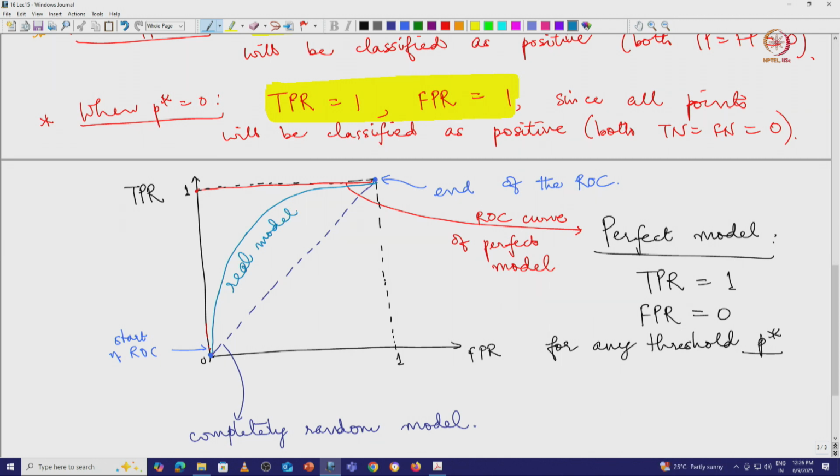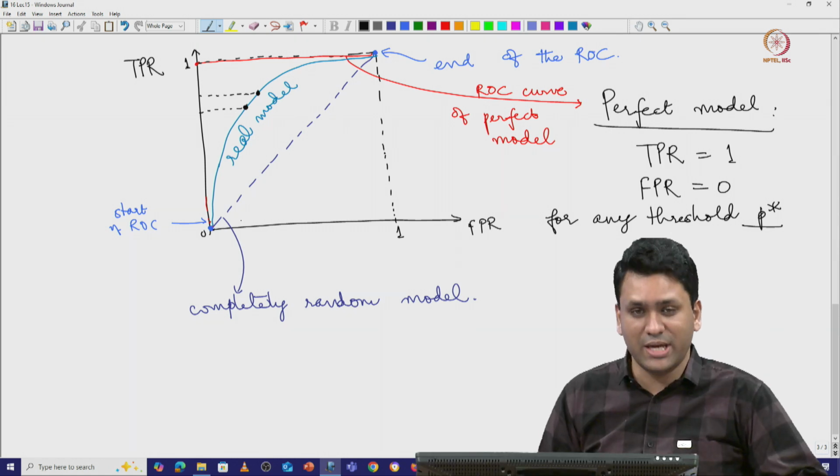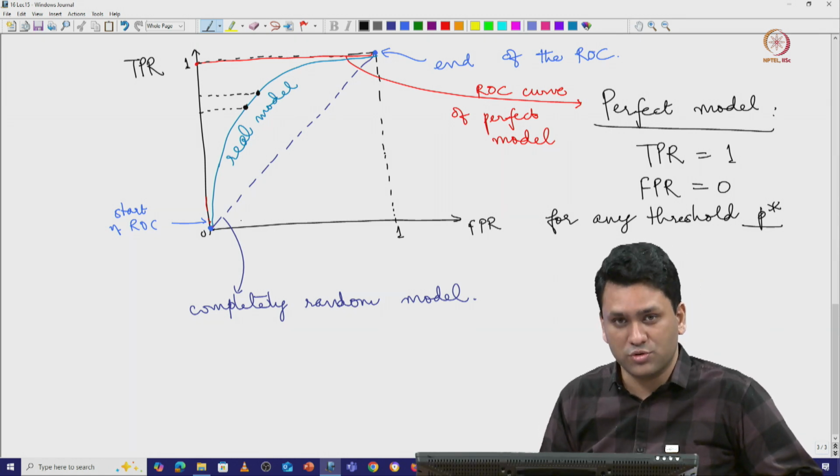So, we have seen how the ROC curves look for a perfect model, for a real model, and for a completely random model. And now you can see that if you choose a different value of the classification threshold, you will get different values of the true positive rate and different values of the false positive rate. So, you can use that to decide what classification threshold you want to use.